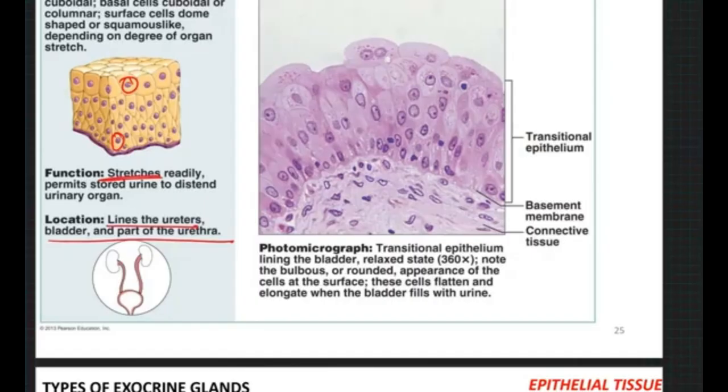Go ahead. So if this is the only one that stretches, what about the uterus? Because when a woman is pregnant, it stretches. What is that? So, different types of stretch. Because here, stretch occurs in seconds or minutes, right? When your bladder fills up with urine, it's pretty fast. The baby grows 9 months. It takes a lot of time, and epithelium can grow.